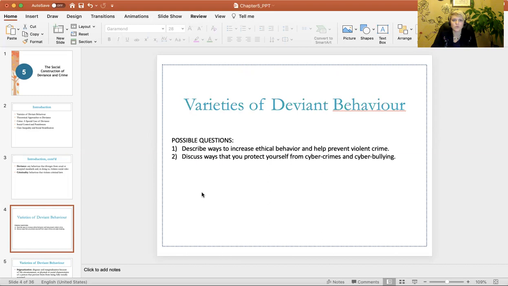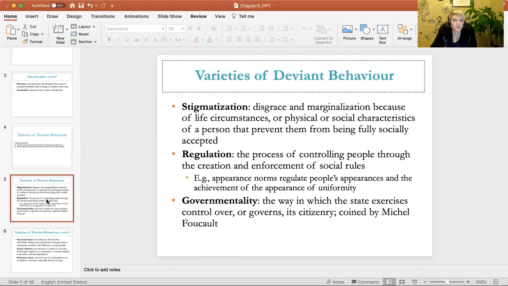So the interactionist theory specifically is geared at trying to figure out how people learn to be either deviant or obedient. Possible questions on the exam based on this chapter would be a short answer question that asks you to describe ways to increase ethical behavior and or prevent violent crime in societies. Another one would be to ask you to think about cyber crimes and cyber bullying. And that's a topic I'll discuss a little bit later in this lecture.